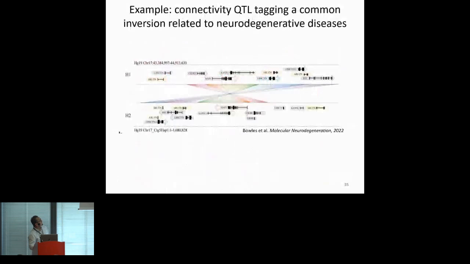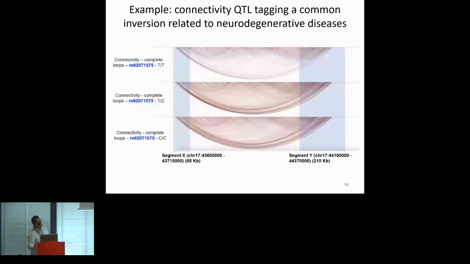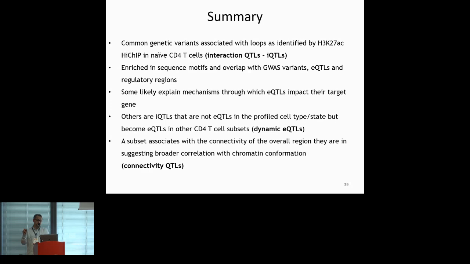Some more examples that I don't have time to go into, but at the end of the day, we have defined interaction QTLs in CD4 naive cells. We have found some that are dynamic, that are going to be EQTLs later down if the CD4 cells differentiate into the memory subsets, and also SNPs that are associated with the overall connectivity of the region rather than one loop at a time.